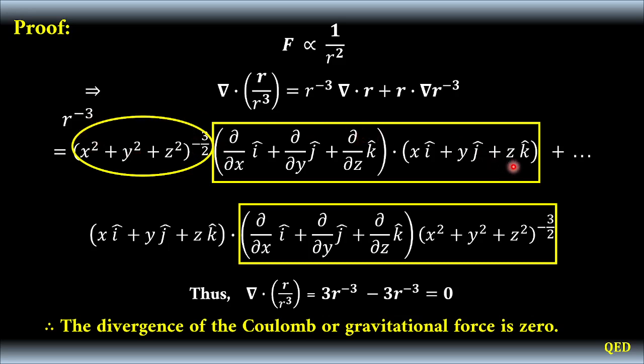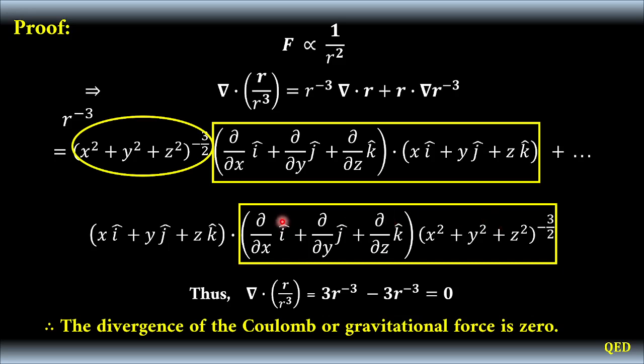Now, in the second term of this equation, we have r dotted to the gradient of r to the negative 3. So we have to write first the position vector, which is x i hat plus y j hat plus z k hat. And this is dotted to the gradient of r to the negative 3. As we know, r to the negative 3 is x squared plus y squared plus z squared to the negative 3 halves. And the gradient operator is still the same. We have partial with respect to x i hat plus partial with respect to y j hat plus partial with respect to z k hat. And this should be distributed with this r to the negative 3.